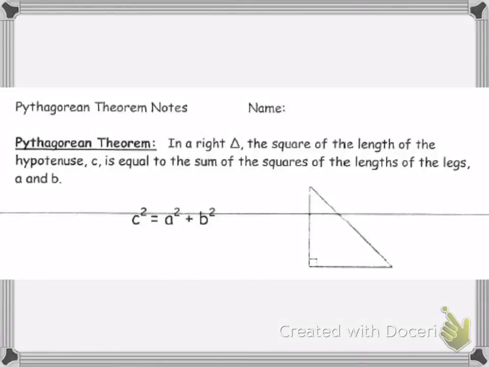So today we're going to talk about the Pythagorean theorem. On the top of your notes template is the definition of the Pythagorean theorem. This theorem applies only to right triangles. It says that the square of the length of the hypotenuse, c, so here's my hypotenuse, is equal to the sum of the squares of the lengths of the legs, a and b.